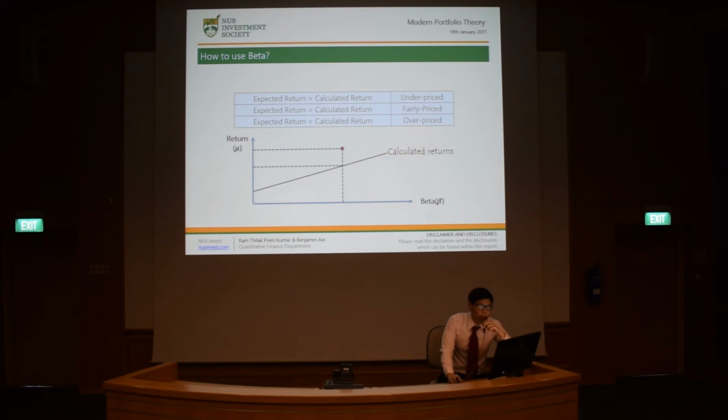You can also use the beta to tell you if the portfolio is underpriced, fairly priced, or overpriced. Let's say I have a stock that I want, stock A, and I do a calculated return, and I know that the calculated return is actually lower. For the stock in the market, it's returning you this amount, but you calculate that it's supposed to be lower. So stock A is actually underpriced, because in the market it's going to return you much more than you expected.